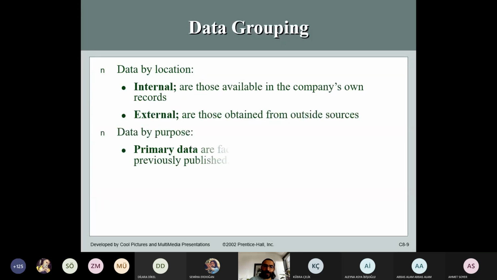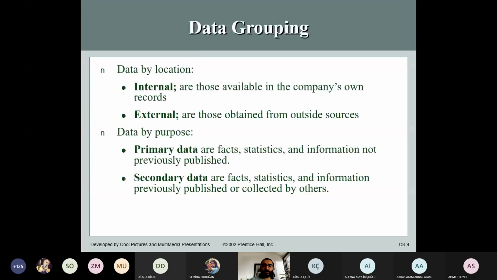To group the data, you can use internal and external sources by location, and purpose, primary data and secondary data. What are those? Let me tell briefly about this. Internal data are available in the company's own records. For example, data on your customers. I mean, you know how much they spend on average in your company, right? What are some of their demographics, their gender, their age, their addresses, their telephone numbers. These are internal data.